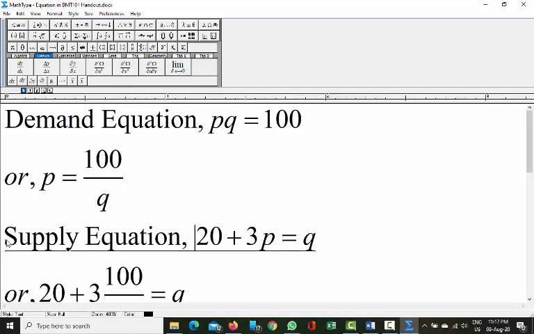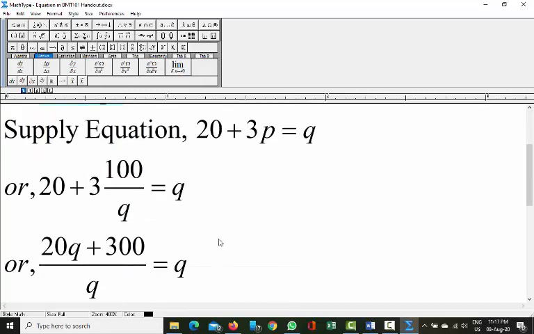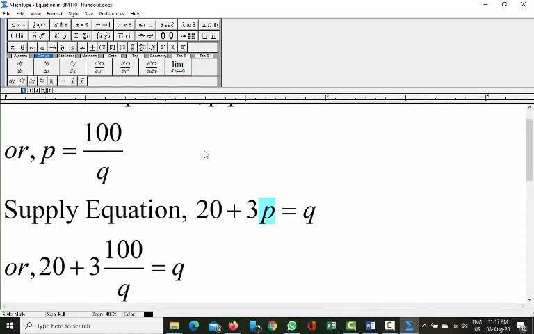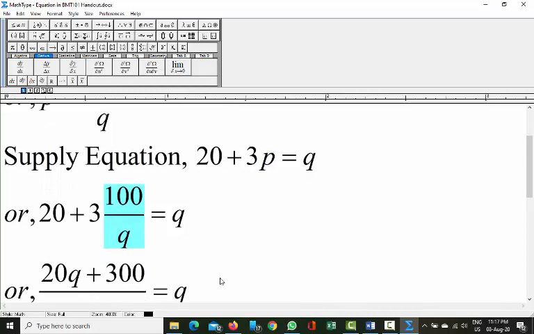So at the equilibrium point, demand is equal to supply. That means we can put the value of P in the supply equation. Here the value of P is 100 divided by Q. The value of P that we got from the demand equation can replace the value of P in the supply equation. So the value of P is equal to 100 divided by Q.